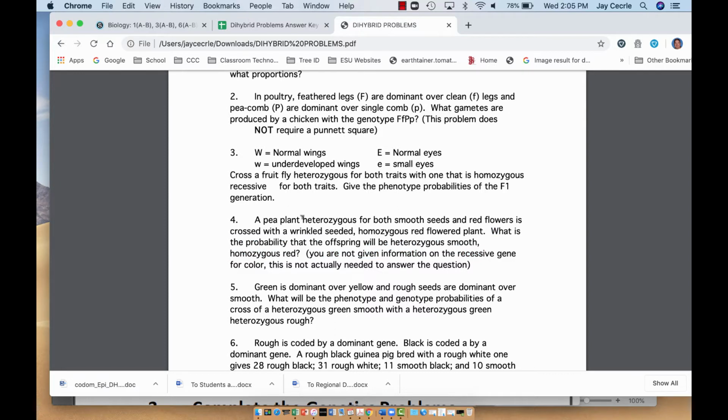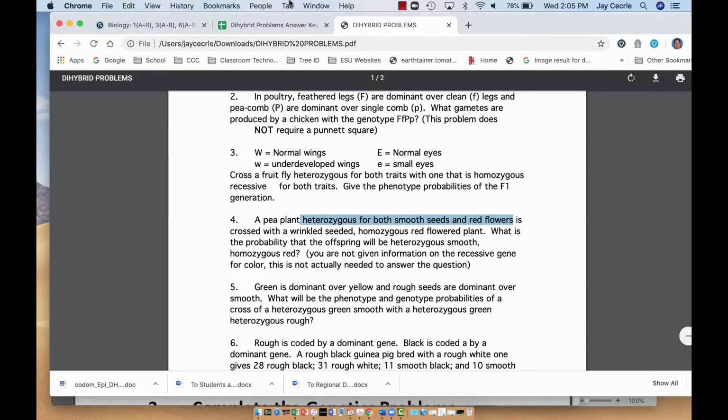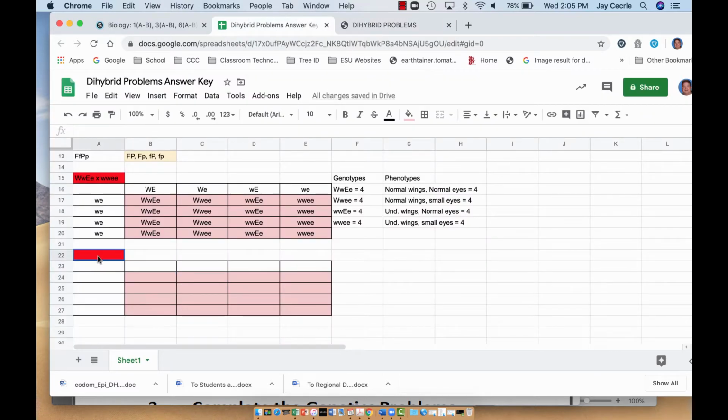So the first thing I get off of here, it says heterozygous for smooth seeds and red flowers. So immediately what I get from that is that smooth is dominant because heterozygous includes a dominant and a recessive allele. And red must be dominant too if it's heterozygous. So we're going to probably just use a capital S for smooth seeds and a capital R for red flowers. Okay, so one parent is smooth, heterozygous, and the other one is red.